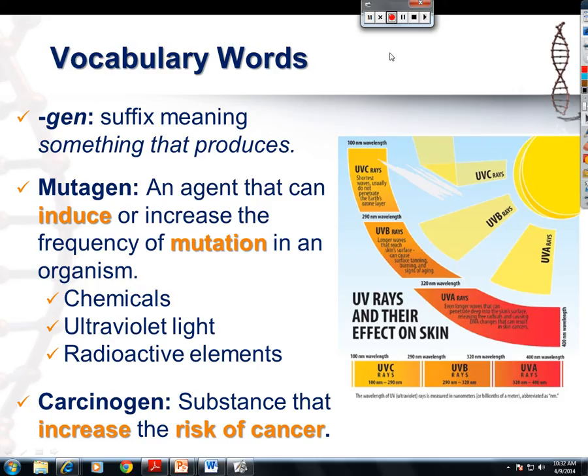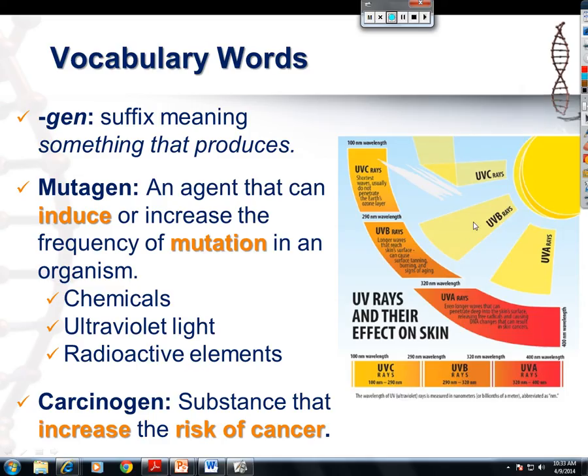Chemicals, UV rays from the sun, and radioactive material are, for example, the 3 biggest types of mutagens that we have. Carcinogens are things that increase, and there's that suffix gen at the end again. Carcinogens are those materials that are basically going to increase the risk of cancer, like nicotine, for example, is a huge carcinogen.